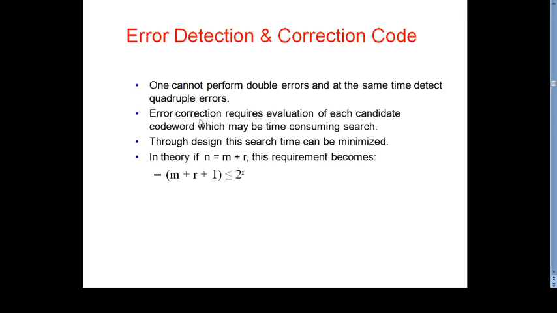Error correction requires evaluation of each candidate code word, which may be a time consuming search. Through the design, this search time can be minimized. The theory required is that a code word of length n is a combination of message bits plus redundant bits. So this is the requirement. How do we detect the error? The condition m plus r plus 1 is the requirement throughout the design, so that the time can be minimized and calculated using this method.